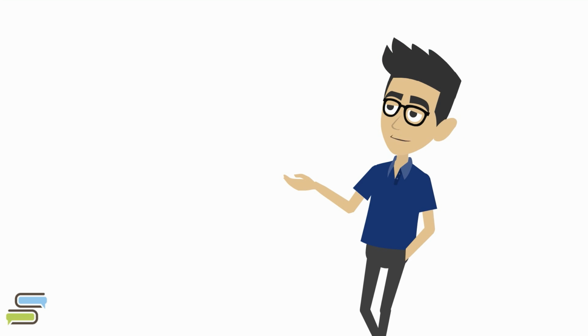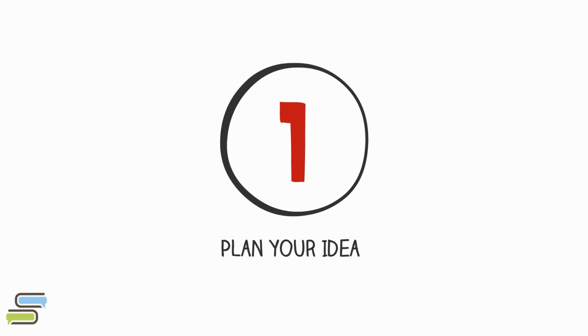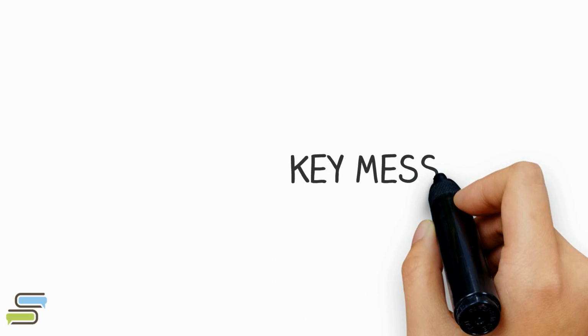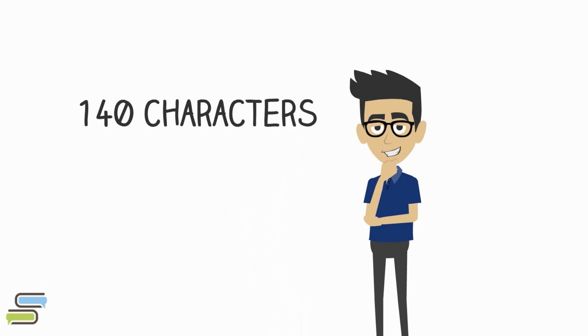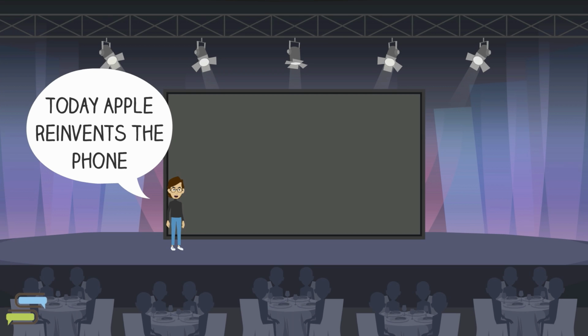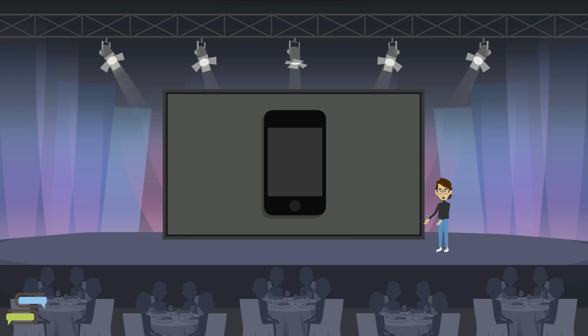Let's start. First, plan your idea. This sounds really obvious, but know your key message. Steve Jobs likes to create a headline that represents the theme of the presentation. In Macworld 2007, he started by saying, "Today, Apple reinvents the phone." And that's how he sets the stage for the iPhone announcement.